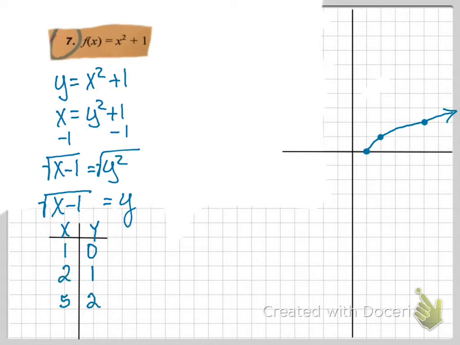Number 7 was for both of you. Again, switched my x and y. Solved for y. I came up with a few points, and I was able to do my square root. Okay, it's just the positive side.